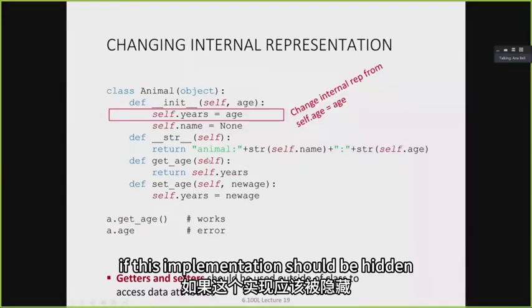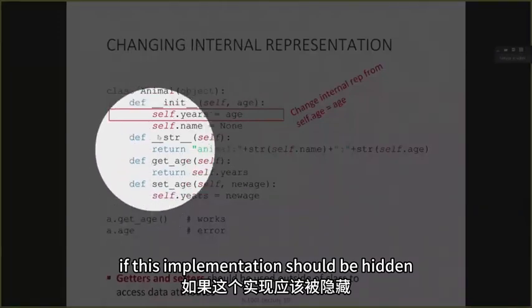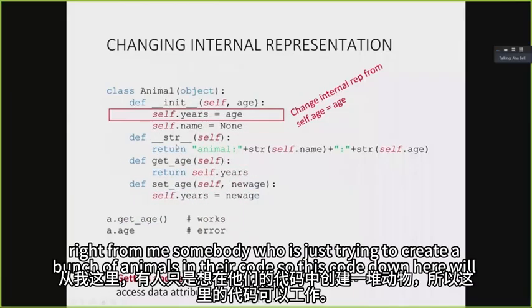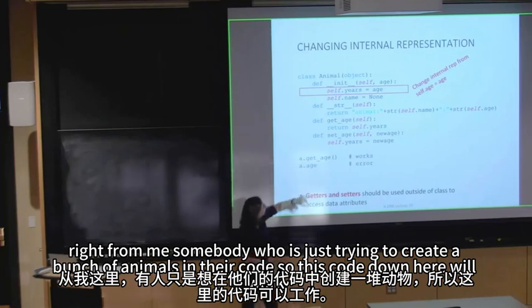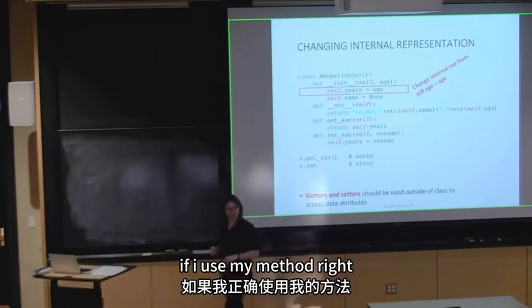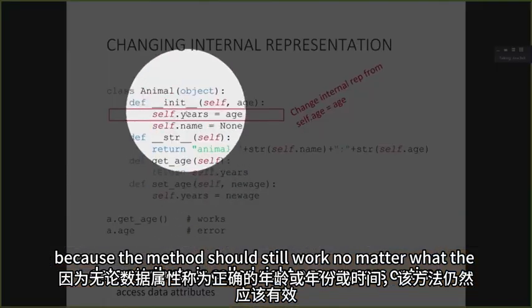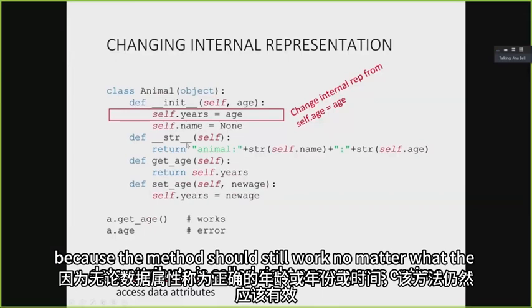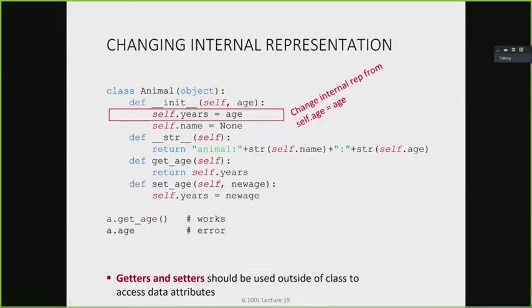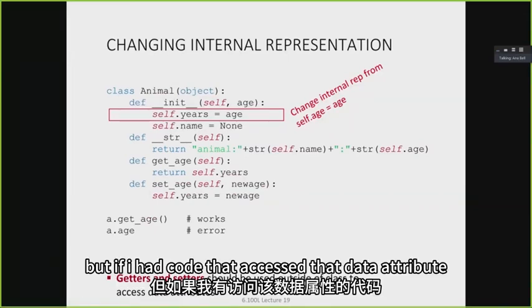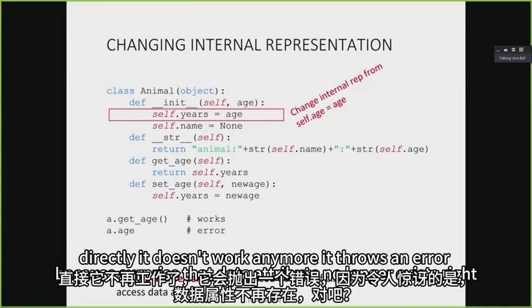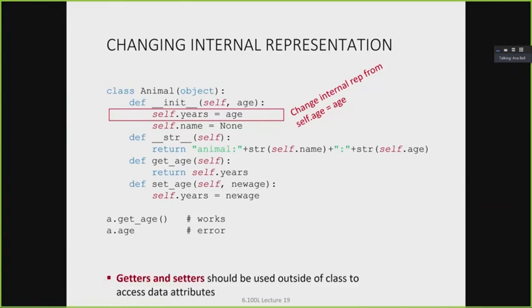Well, if this implementation should be hidden from me, somebody who is just trying to create a bunch of animals in their code, this code down here will work if I use my method, right? Because the method should still work no matter what the data attribute is called, right? Age or years or time or whatever. But if I had code that accessed that data attribute directly, it doesn't work anymore. It throws an error because, surprise, that data attribute no longer exists, right?